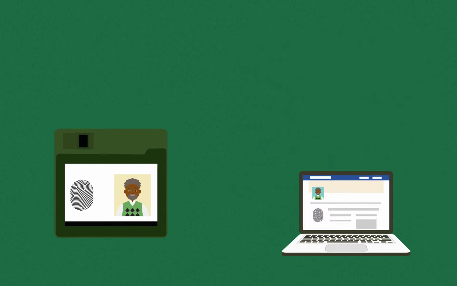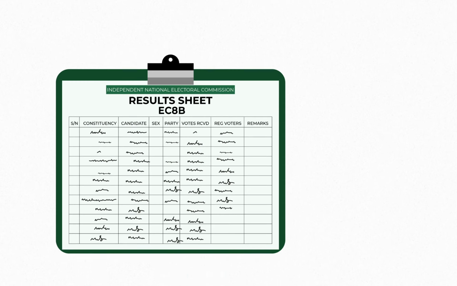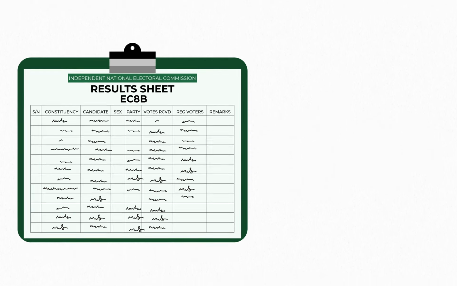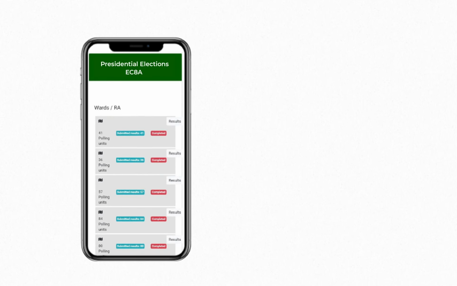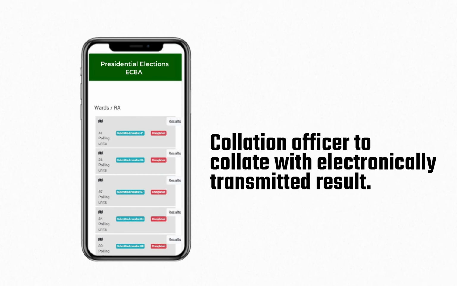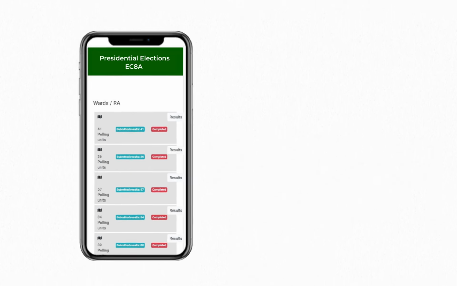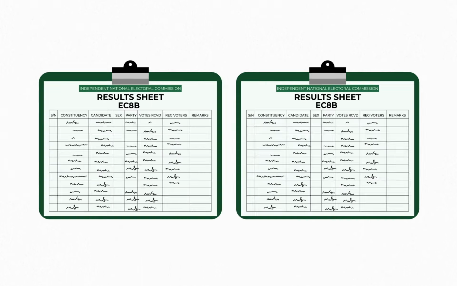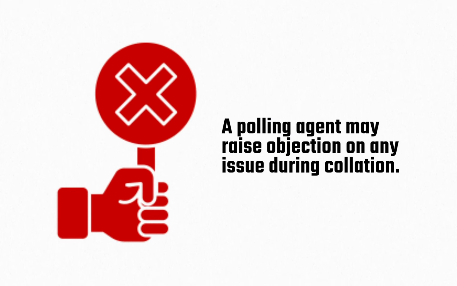Now, there are other rules and principles that govern the results collation process and may require the collation officer to take certain steps. For example, INEC's physical copies of election results must always be used for collation. But where the INEC copy of results do not exist, the collation officer is to use results electronically transmitted to INEC or results from the iRev portal to continue collation. The collation officer can also use the duplicate hard copies of the election results issued to the Nigeria Police and polling agents. A polling agent may raise objection on any issue during collation.